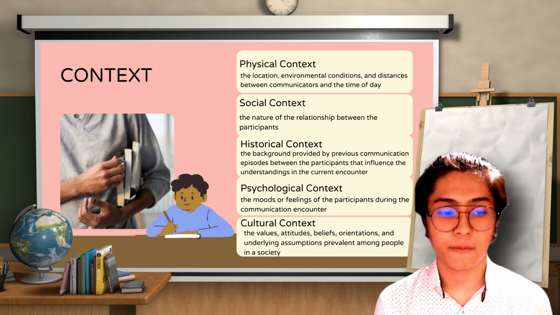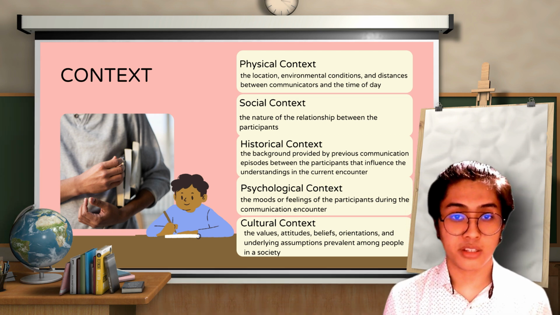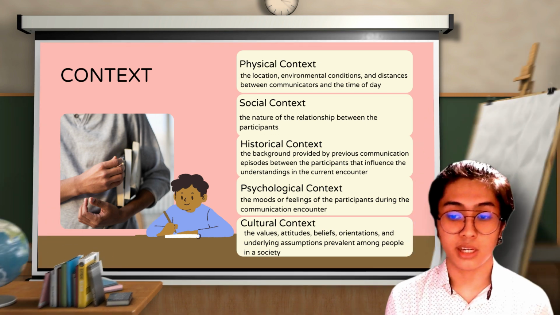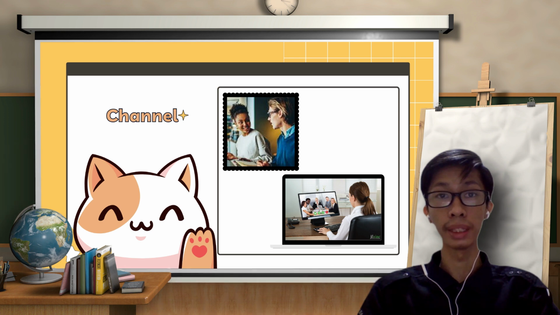And the next part, which are the channels, interference, and feedback, are to be discussed by Mr. Kaka. The channel refers to the means by which a message is transmitted. It can be face-to-face communication channel or technologically mediated communication channel. Face-to-face communication channel includes verbal symbols, non-verbal cues, and visual images.